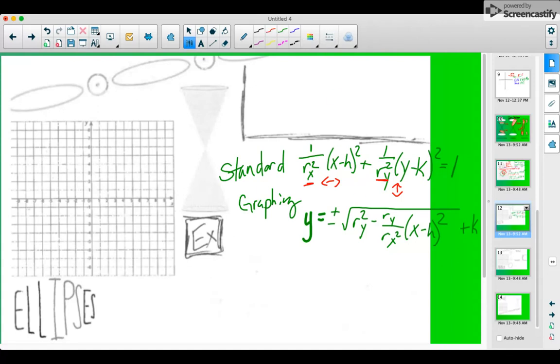Again, the difference between a circle and an ellipse is that the circle was cut parallel to the base of our cone. Here, it would be cut on an angle so that we end up with kind of this oval shape to it.